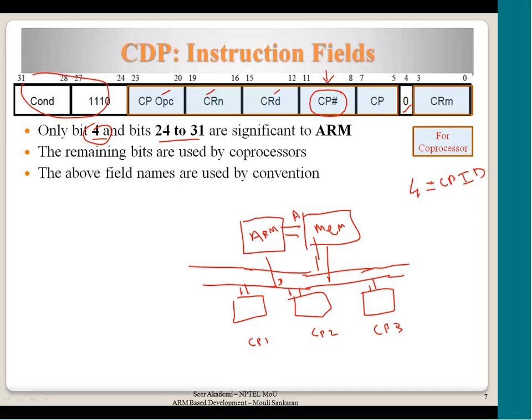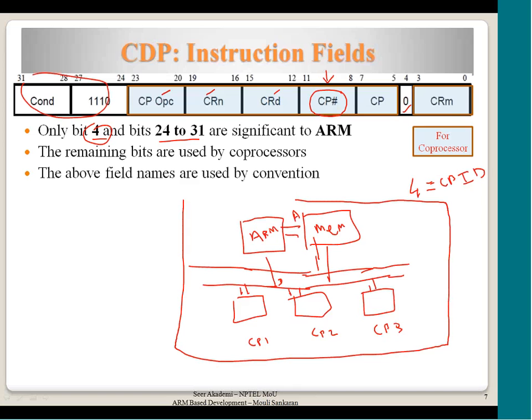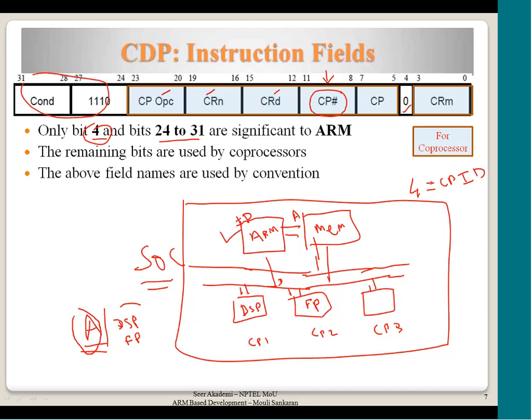Let me ask a question. As a system designer, we are building a SoC, a system on a chip. We bought the ARM IP core from ARM, and I am designing this for company A. This company A is not an expert in DSP. Assume they do not have the expertise in DSP, and they do not have expertise in floating point. Whether they have the expertise or not is a different issue; they are not in the business of designing these coprocessors. But company A is designing the SoC.